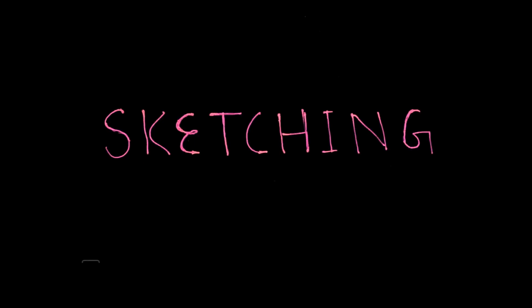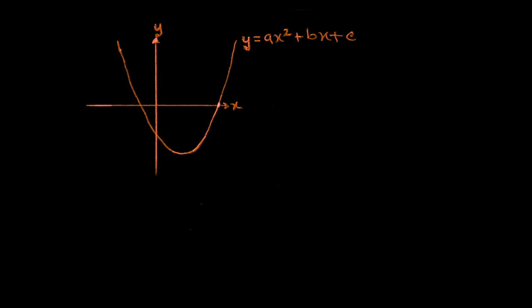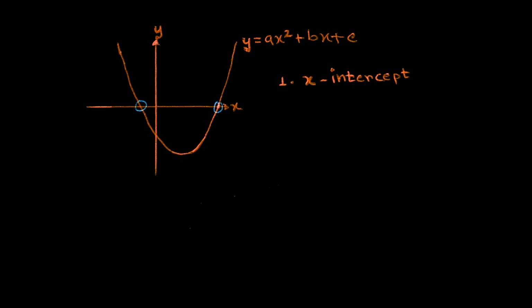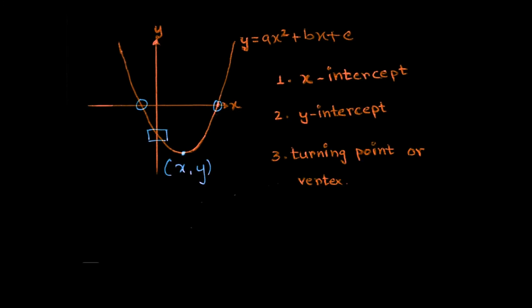In our previous video, we saw how to solve quadratic equations. In this video, I'll show you guys how to sketch a quadratic equation. We know that a quadratic equation means the equation of a parabola, which means it is symmetrical about its turning point. In order to sketch a quadratic curve, we need to know three things about the curve: its x-intercept, its y-intercept, and its turning point, also known as the vertex.